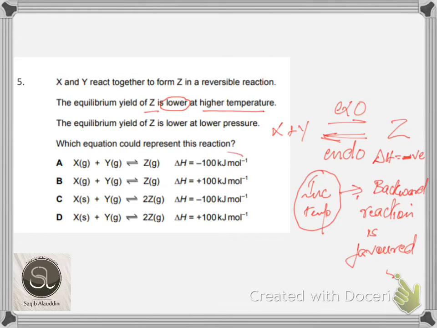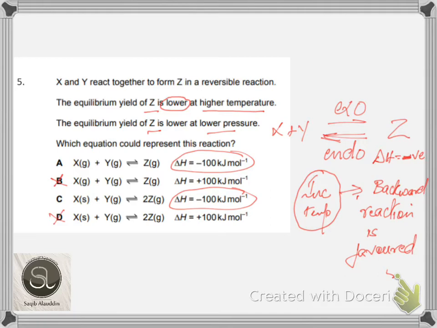So either option A is correct or option C is correct, which tells me that B and D are out of the question. Okay, now about pressure. It says the equilibrium yield of Z is lower at lower pressure. Which means when you apply pressure to gases, if you want the yield of Z to be lower, the reaction should have more moles on the reactant side.